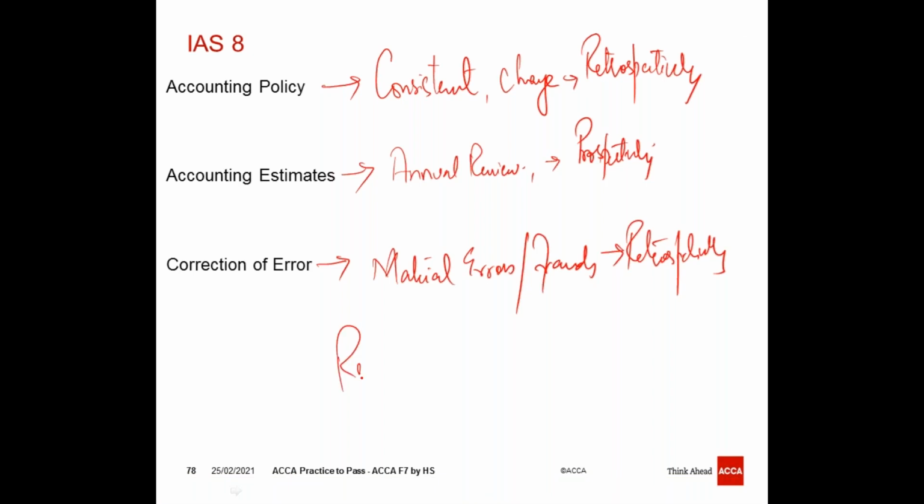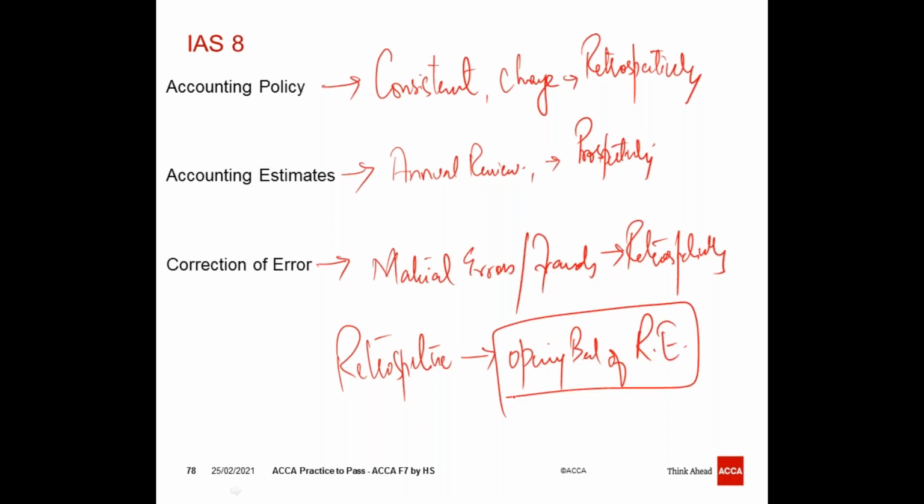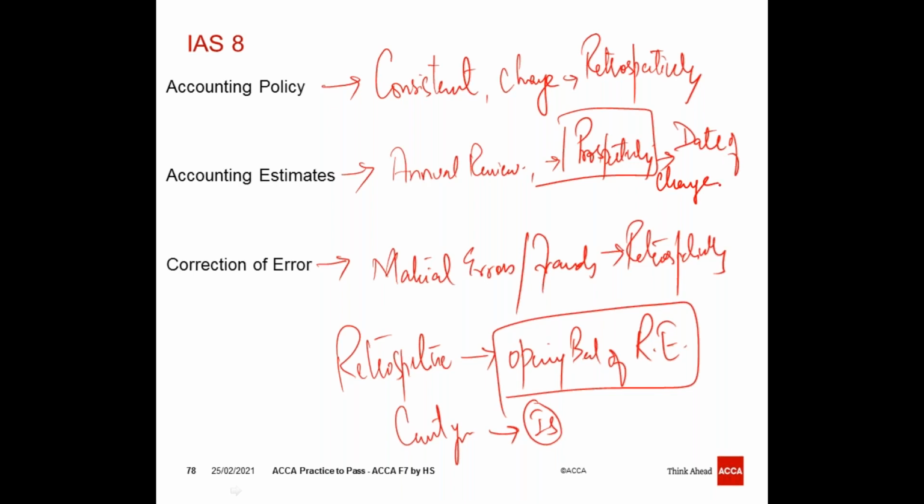Retrospective means adjustment is required in the opening balance of retained earnings. Previous years' adjustments should be incorporated in the opening balance of retained earnings, and the current year's adjustment will be reported in the current P&L. And prospective means you need to apply the change from the date of change. So for future periods, we need to adjust. There is no need to adjust the previous years or the opening balance of retained earnings. That is prospective treatment. But in the retrospective treatment, you have to adjust the previous year as well.